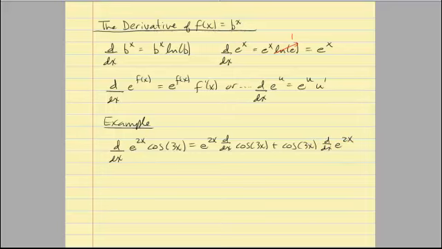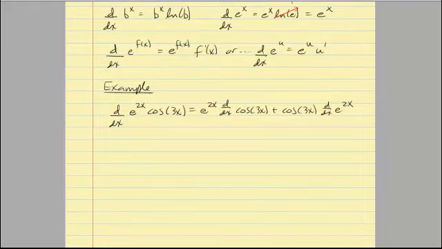Now we haven't taken any derivatives yet. We've just shown our work and set things up a little bit. So from here, drag along the e to the 2x. I'm on this piece right here. The derivative of cosine 3x, the derivative of cosine is a negative sine 3x times the derivative of 3x, which is 3. So the derivative of cosine of 3x is negative 3 sine 3x.